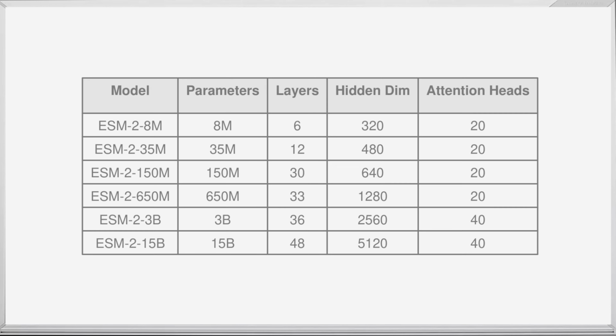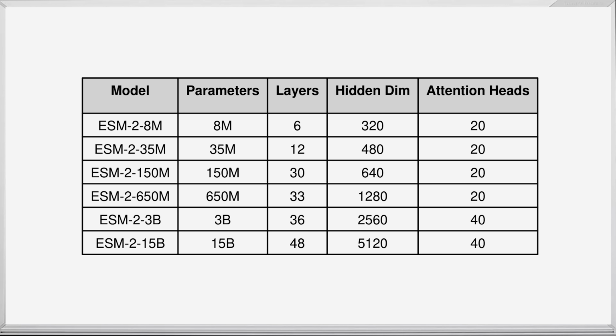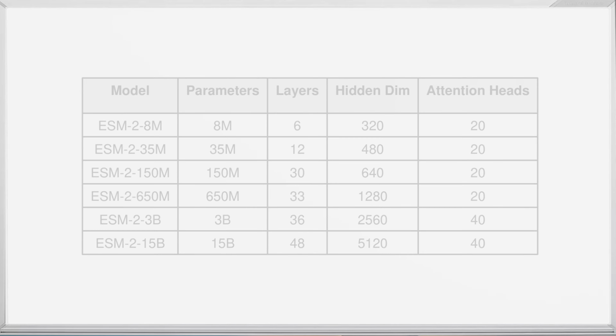Finally, we look at different existing ESM-2 models. 6 different ESM-2 models were published, ranging from 8 million parameters to 15 billion parameters. In this table, you can find for each model the number of parameters, the number of layers, the hidden dimension, and the number of attention heads in each multi-head attention layer. Typically, larger models work slightly better, but also require higher computational resources.